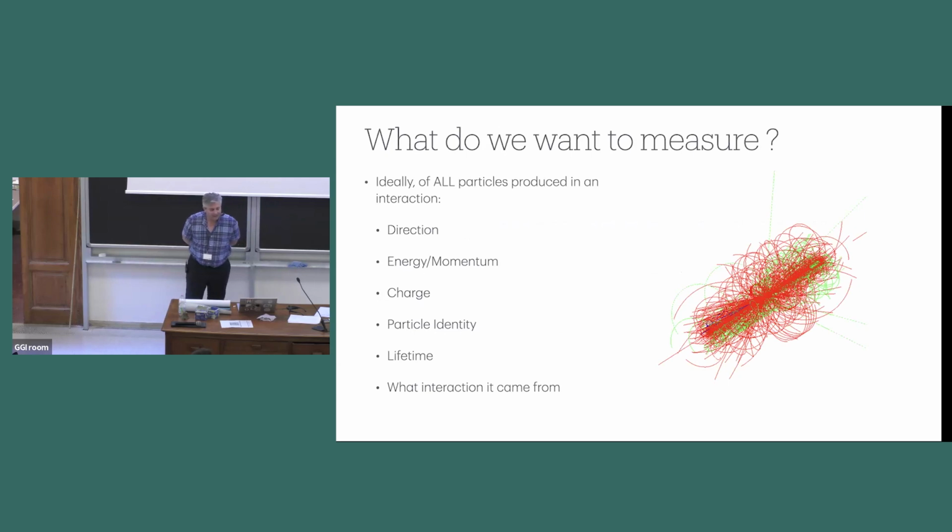So starting off, what do we want to measure with these detectors? Well, ideally, we'd like to measure all the particles that were produced in a particular interaction that we collide. And we'd like to measure their direction, their energy and momentum, charge, particle identity, lifetime, and which interaction it came from. Depending on the type of collider that we have, different parts of this problem can be easier or more difficult.